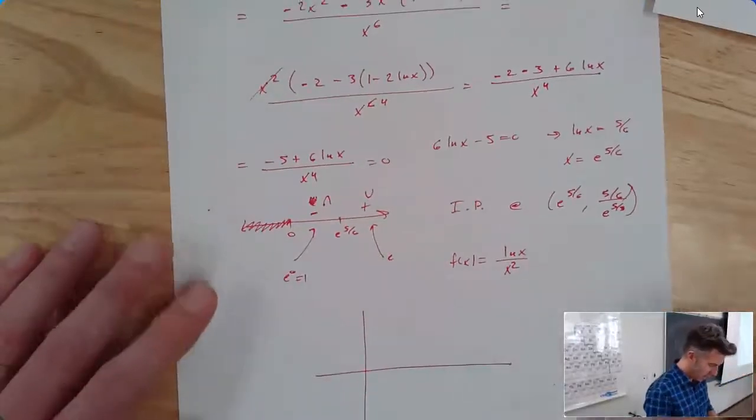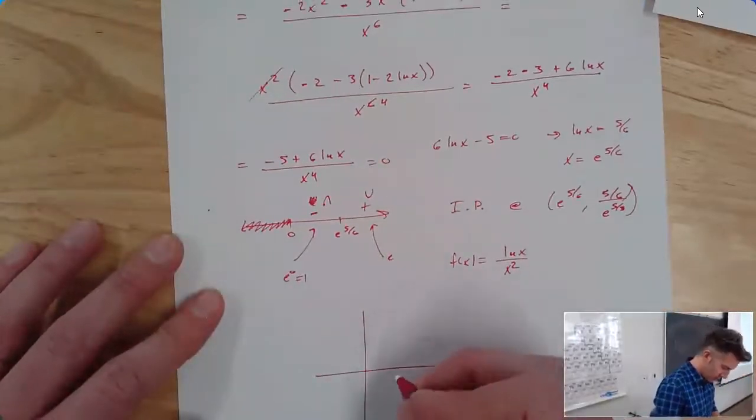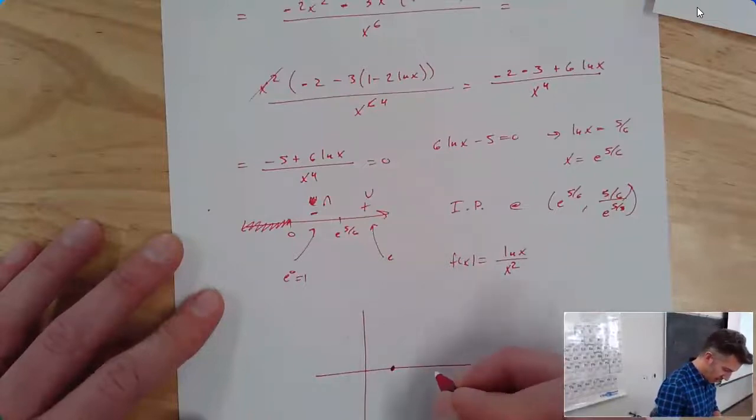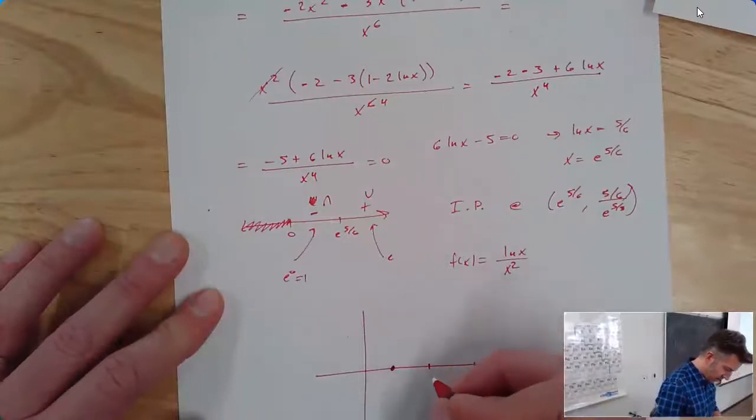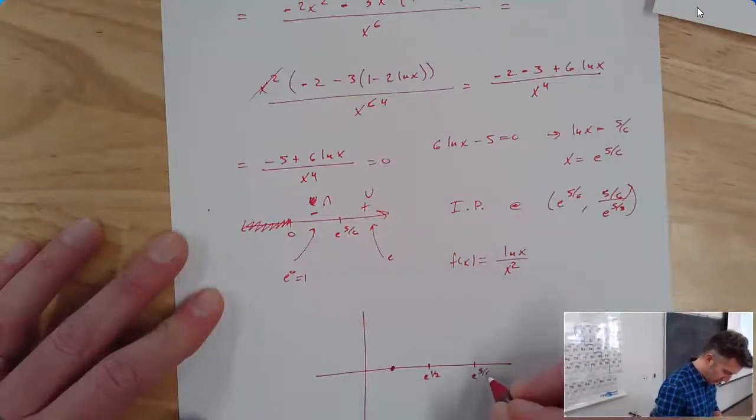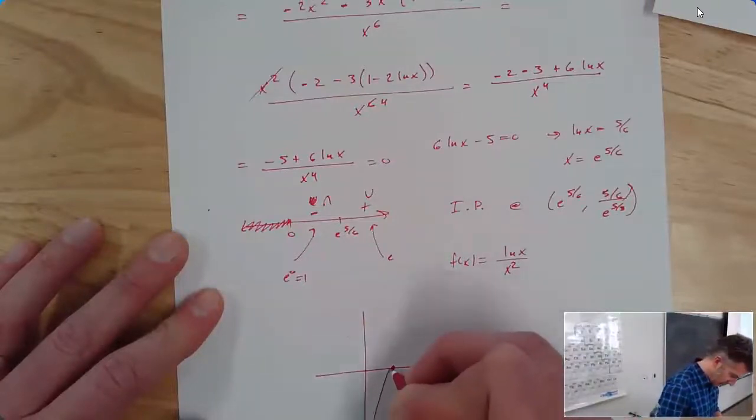We know that we have a vertical asymptote here. We have an x-intercept at 1. And it's been a while since we found it. And then we have a relative maximum at e to the 1/2 and an inflection point at e to the 5/6. So do something like this.